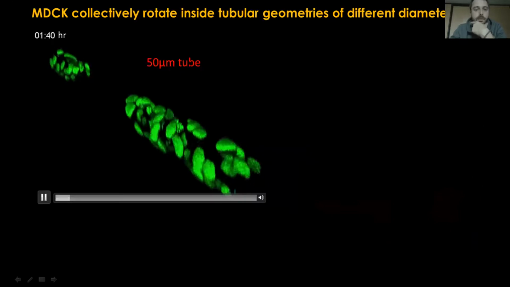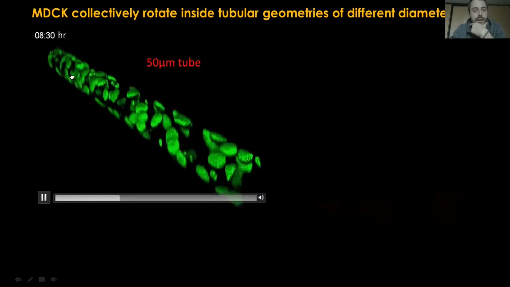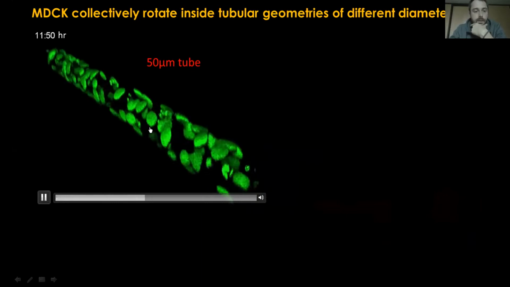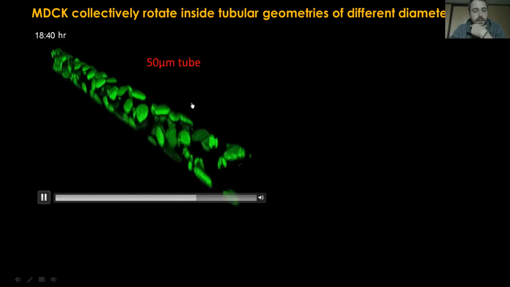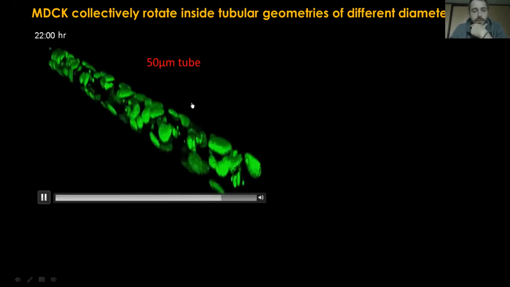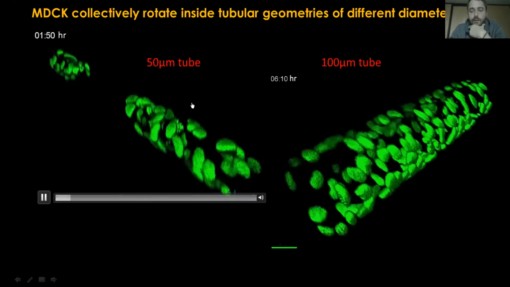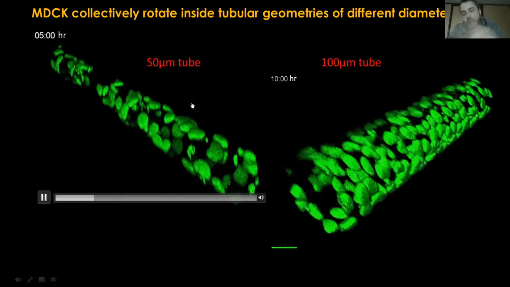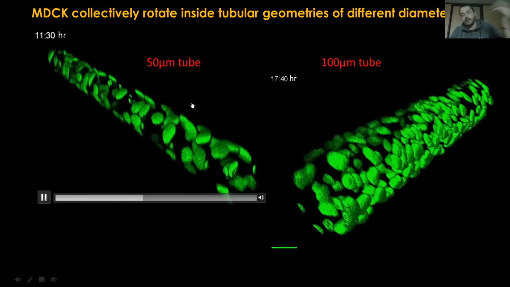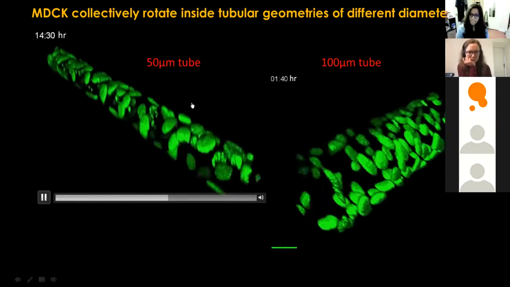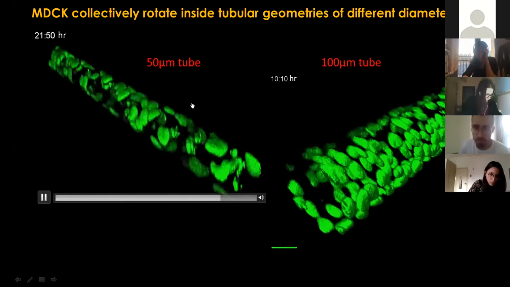So this is an example of a 50 micrometer tube. You can see the cells advancing, already rotating, and then they meet, and you will see that once they coordinate, they all start to rotate together towards the right. This is one example for 50 micrometers, but we also see rotation in larger tubes. This is an example of 100 micrometers. You can see in this case they rotate towards the right. In the other case, they rotate towards the left. I'm not going to go into details, but there's no clear chirality. Basically, it's random whether they move right or left.